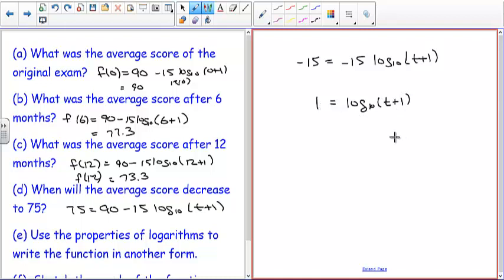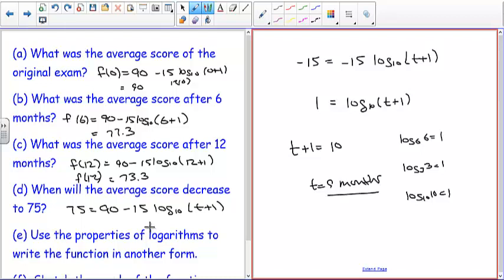Well, we know log base 6 of 6 equals 1, log base 3 of 3 equals 1, log base 10 of 10 equals 1. What do I need to raise 10 to get 10? Well, it's the first power. So from that, I know that t plus 1 has to equal 10. The argument has to be 10, so that I get a 1 result. So that means t has to be equal to 9. So the answer is 9 months. So that's how you figure that out.